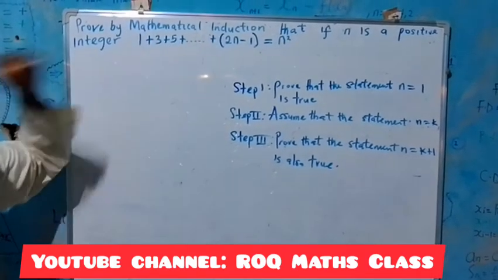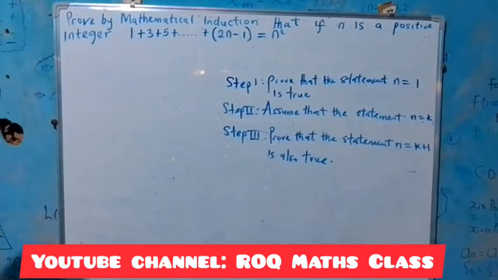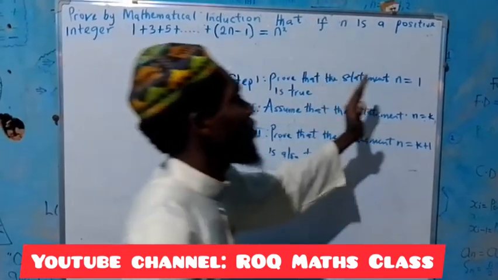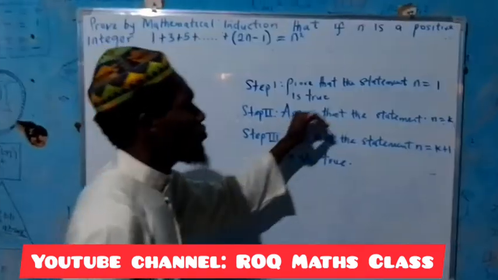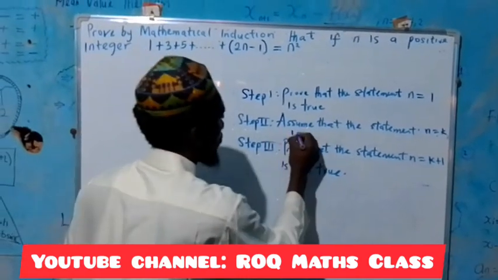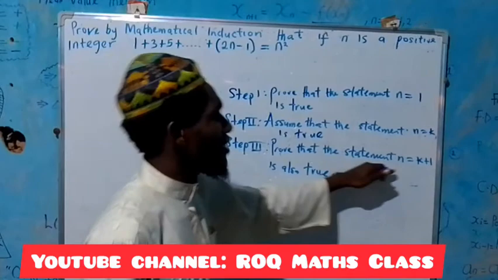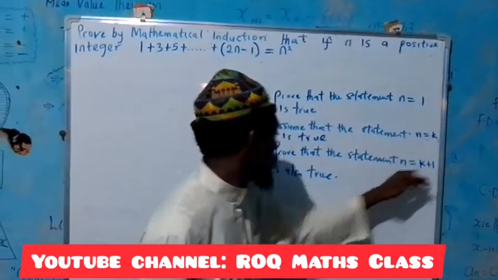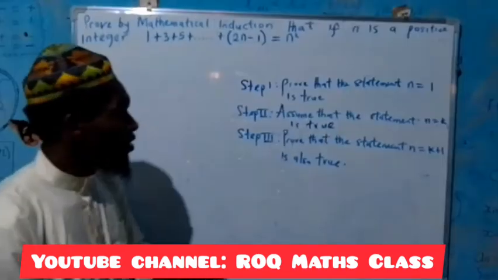Any question under mathematical induction: step 1 says prove that the statement n equal to 1 is true. Assume that the statement n equal to k is true. And the last one is prove that the statement n equal to k plus 1 is also true. Can you see it? Now, it's very simple.